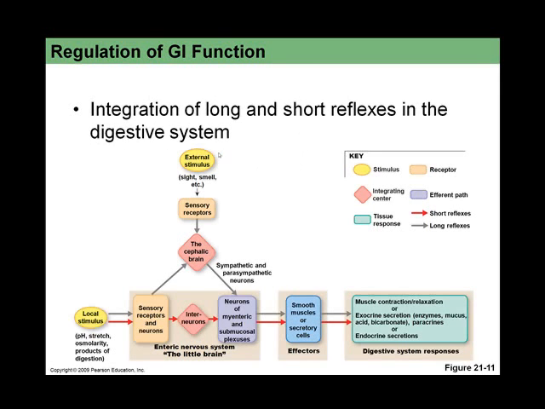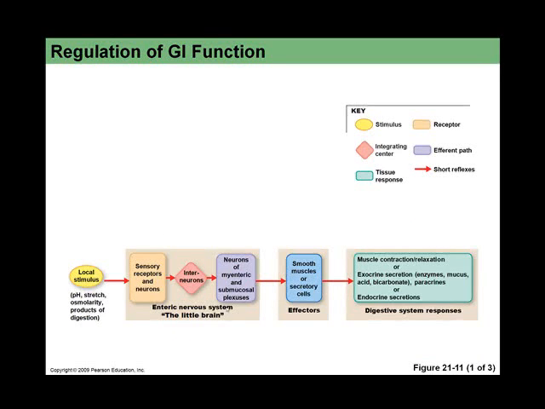Let's first start then with this illustration, kind of a concept map of the integration of the long and short reflexes in the digestive system. So long is shown here and short here, and we're going to look at these in a stepwise fashion. So again, we have our key: the stimulus, the receptor, the integrating center, the efferent pathway, the tissue response, and the red arrows are the short reflexes that we're considering first.